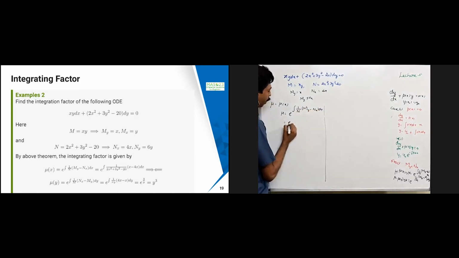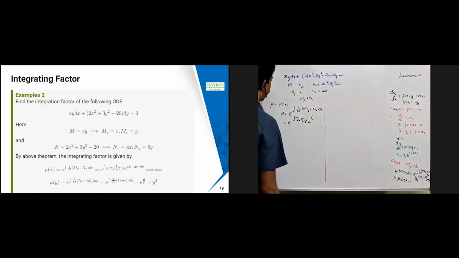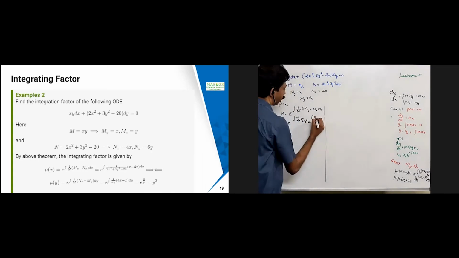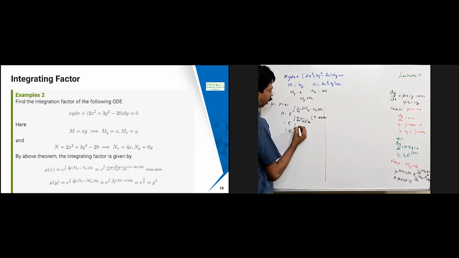So that is nothing but e power integral 1 by N, and 1 by N is nothing but 1 by (2x square plus 3y square minus 20), into My minus Nx, which is x minus 4x, dx. So this is going to be e power integral of minus 3x divided by (2x square plus 3y square minus 20) dx.